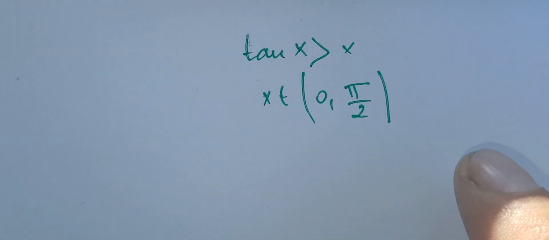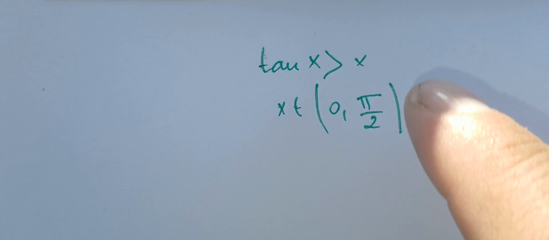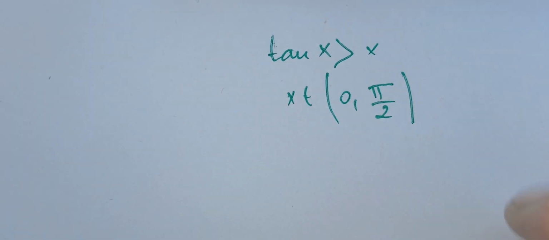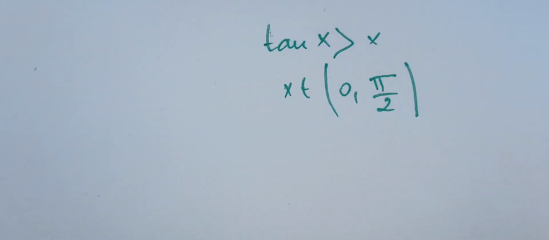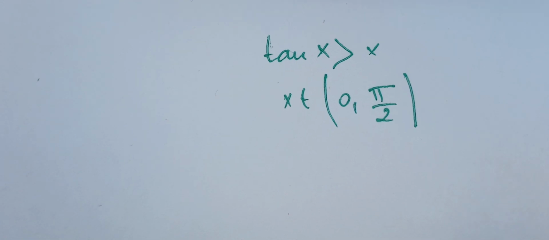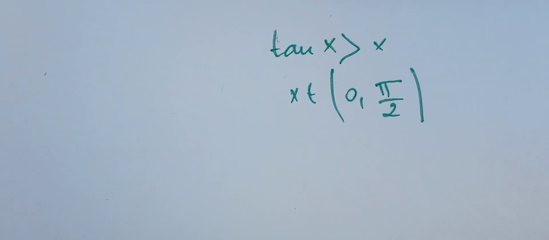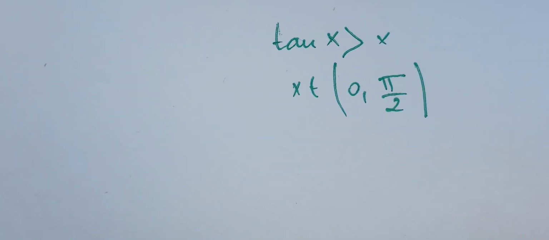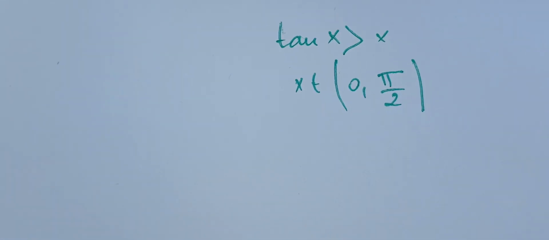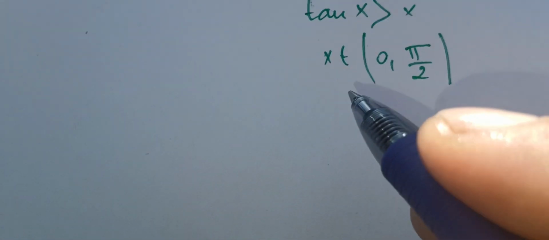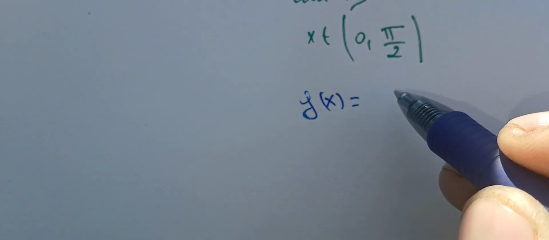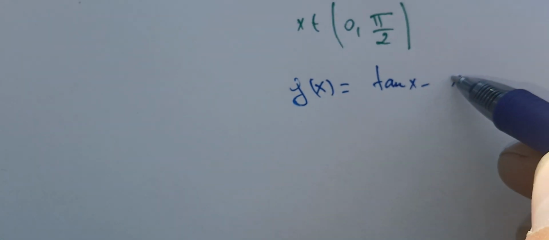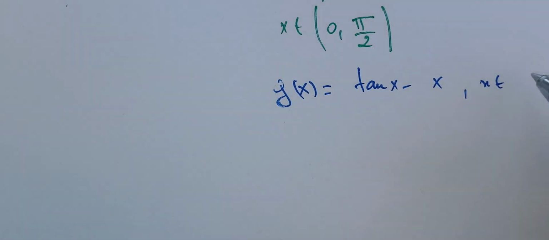In this video, we're going to prove that tangent of x is strictly bigger than x if we let x be in the interval (0, pi over 2). We can prove this result in many different ways. We can define a new function, let's call it g of x, to be tangent of x minus x, with x in this interval.